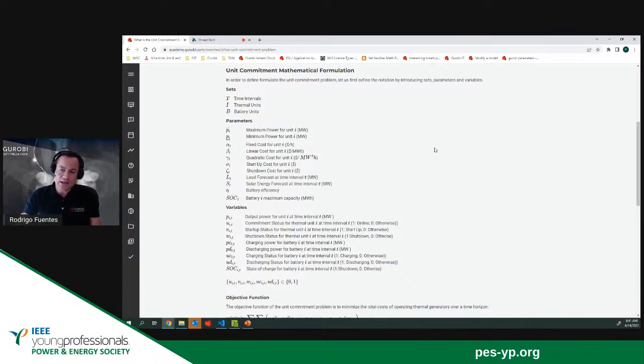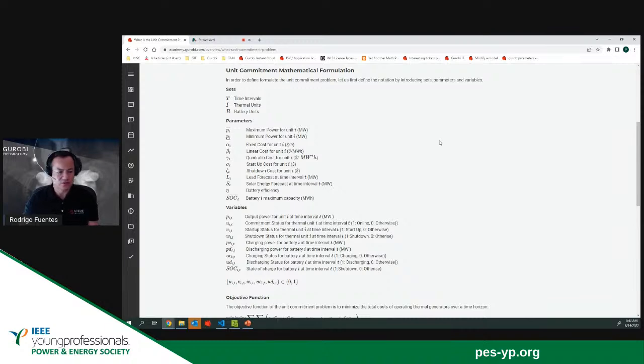Okay, in the case of unit commitment, basically we have defined three sets here. One set will have all the time intervals that we want to do the optimization over, and we have two sets of units, one set for thermal units and one set of batteries, okay?